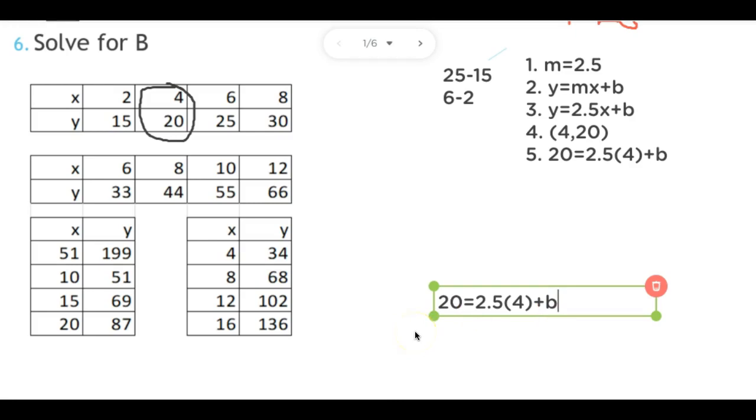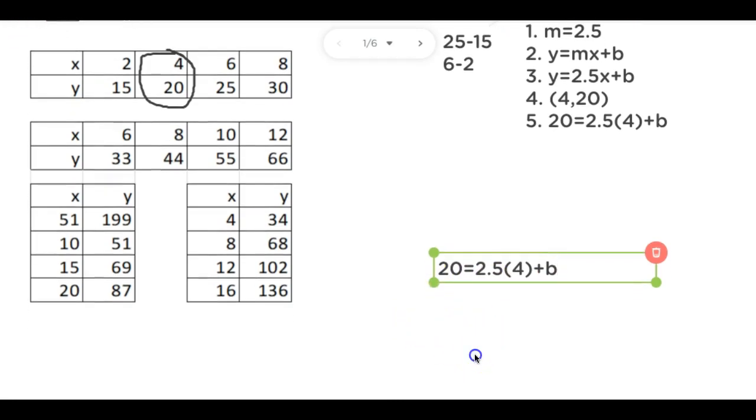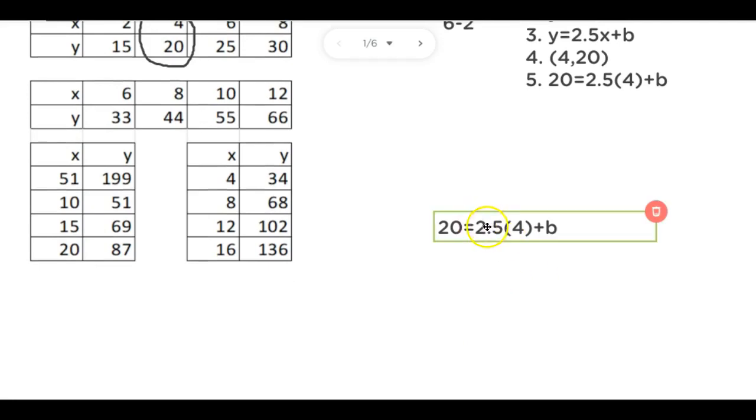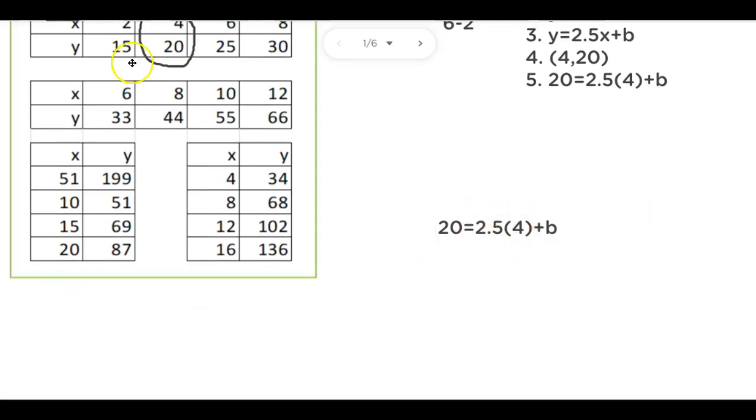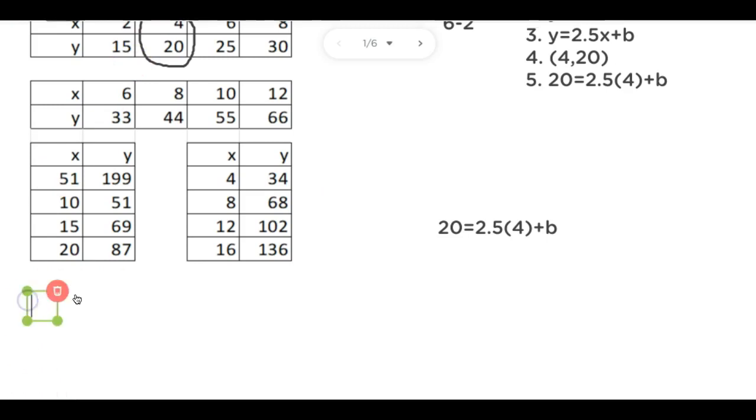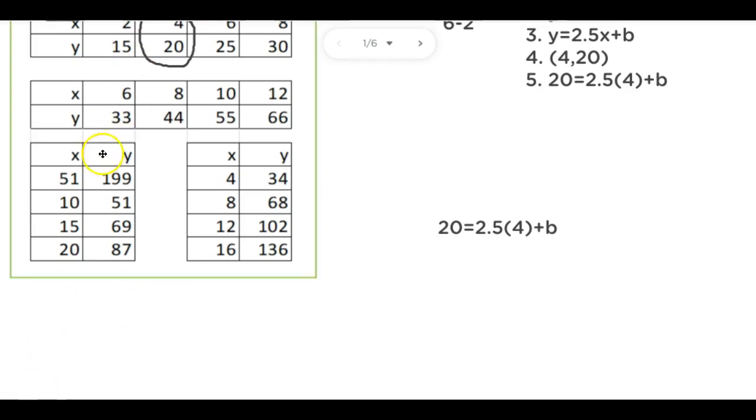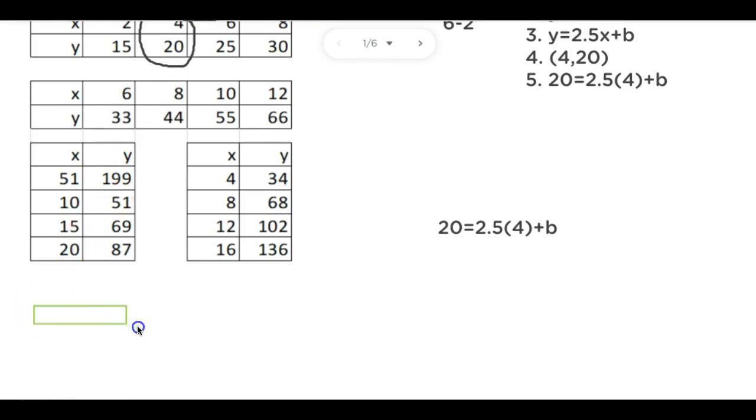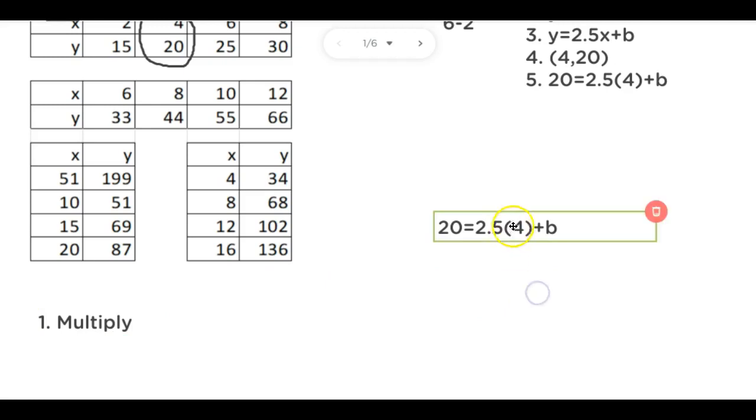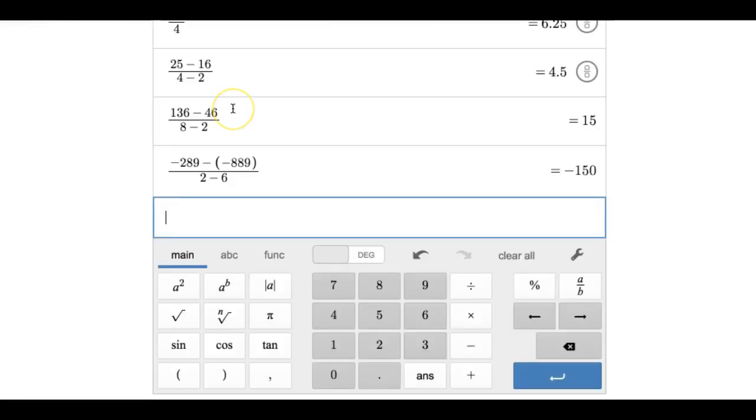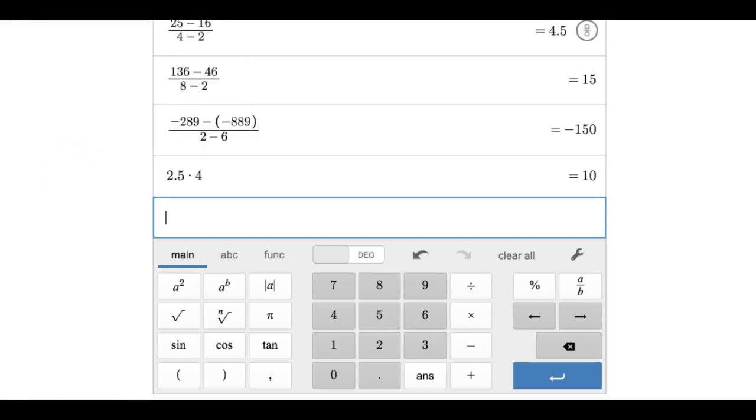So the first thing that we need to do when solving this equation, if you forgot, is we need to multiply. So the first thing, 1, I'm going to multiply. All right. So what does that look like? What am I going to multiply? I'm going to multiply these two quantities. So I'm going to do 2.5 times 4. If you don't know what that is, use your calculator. 2.5 times 4 tells me that the answer is 10.